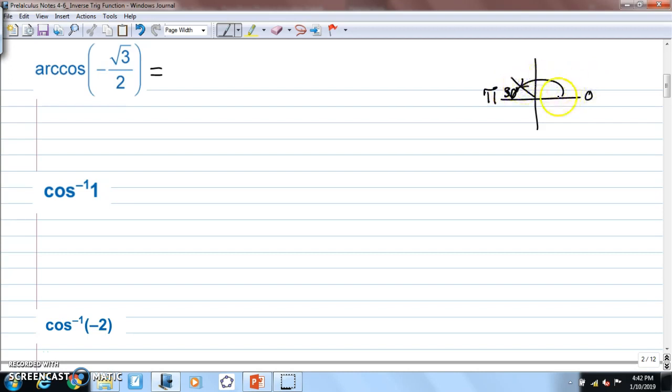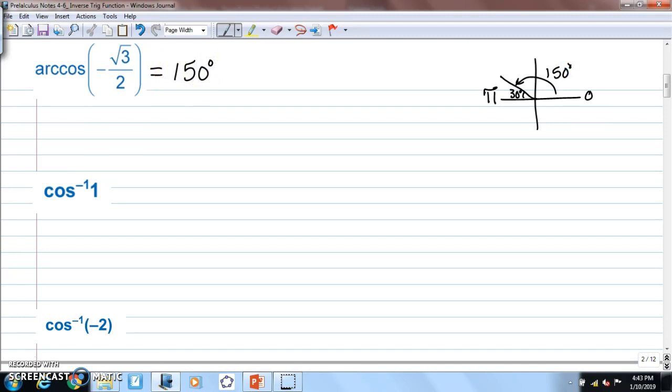What we need to figure out now is what is it from here to here. So let me draw that a little bit better. We know the reference angle here is 30 degrees. This is 30 degrees. So what is it from here to here? Well, it has to be 150. So this is actually equal to 150 degrees.